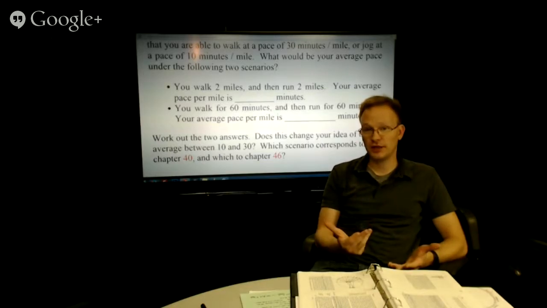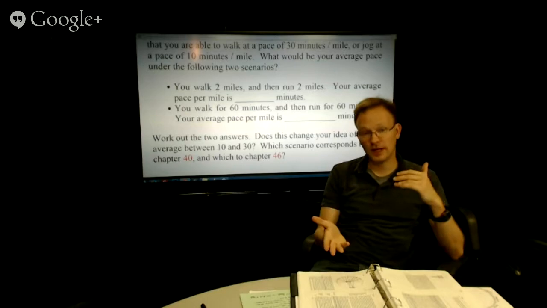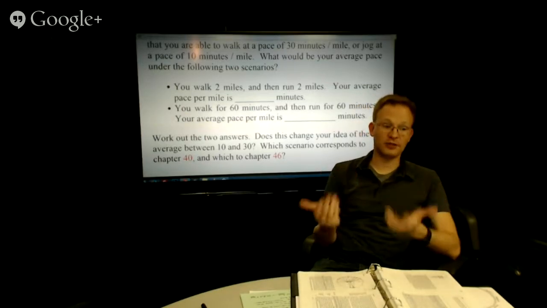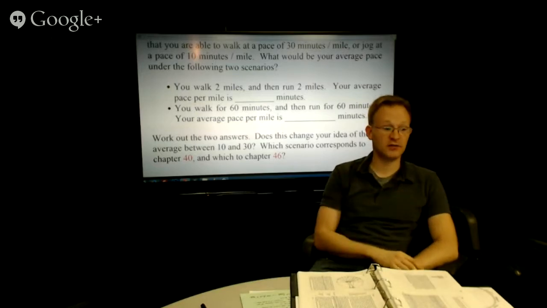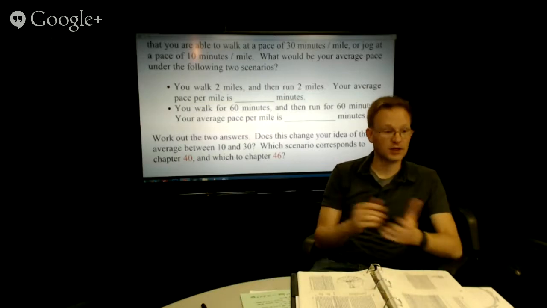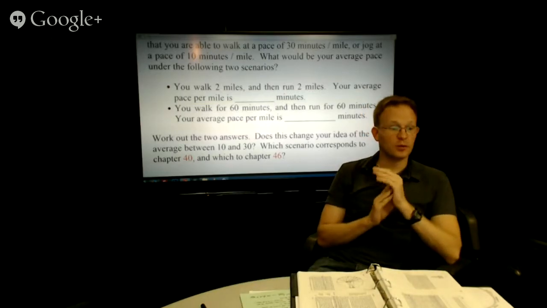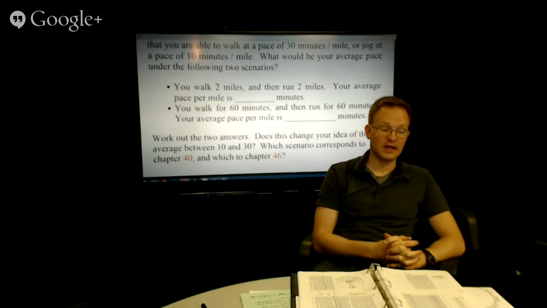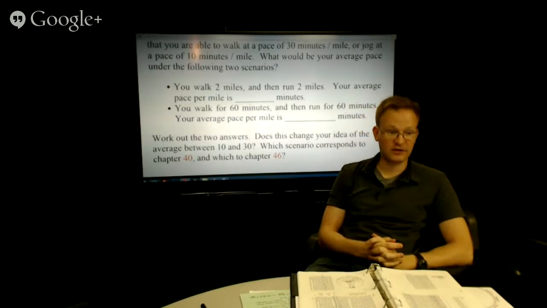So the average rate, 80 minutes for 4 miles, that comes down to 20 minutes for 1 mile. So our average pace was the average of the walking and the running paces. The average of 30 and 10 is 20. Okay. Now let's take the other one. We walk for 60 minutes, and then we run for 60 minutes. Now our average pace is how many?